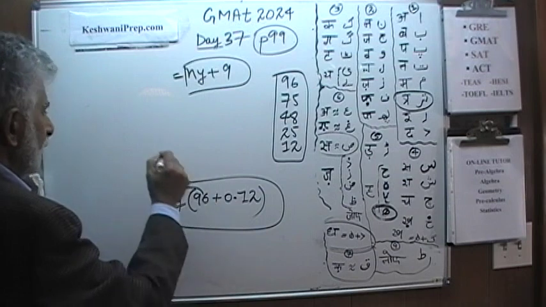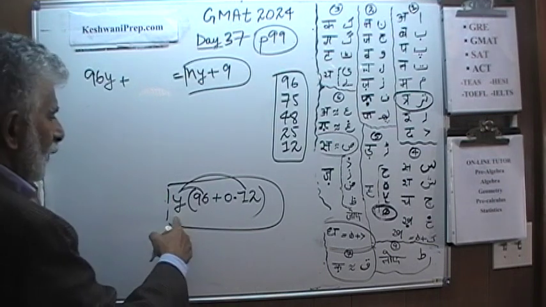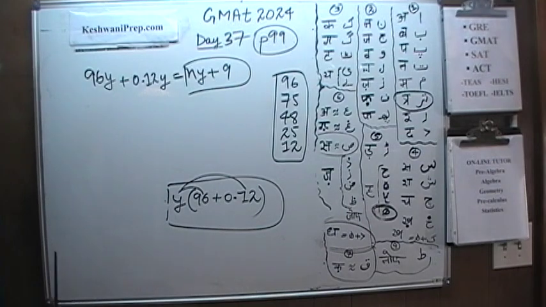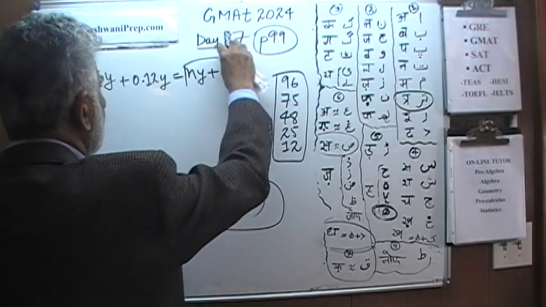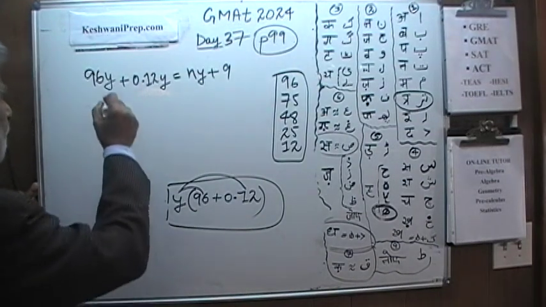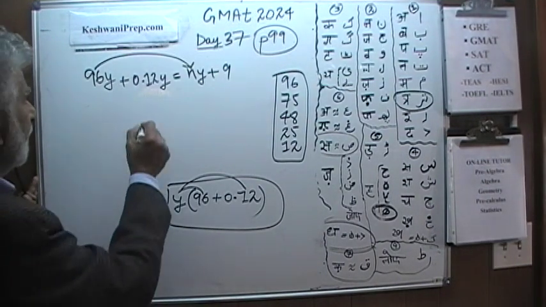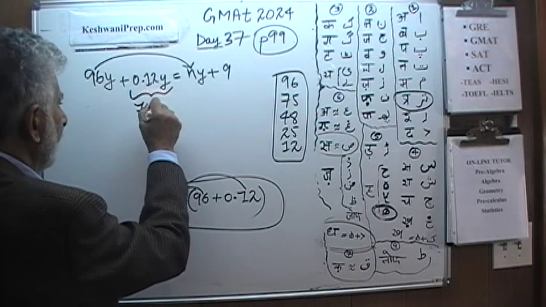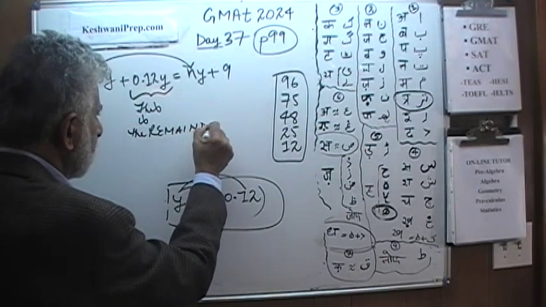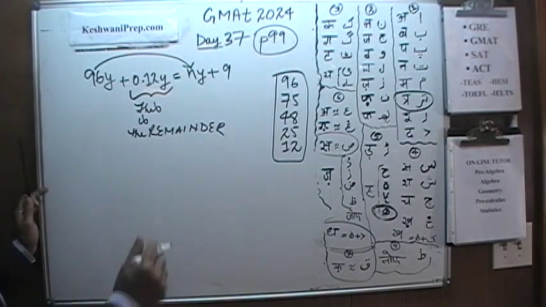Let's open this parenthesis. So we get 96y plus y times 0.12, and that equals that thing. What we find is that the quotient n is 96. But we're not interested in that part, we are interested in this part. This is the remainder. And we know the remainder has to equal 9.